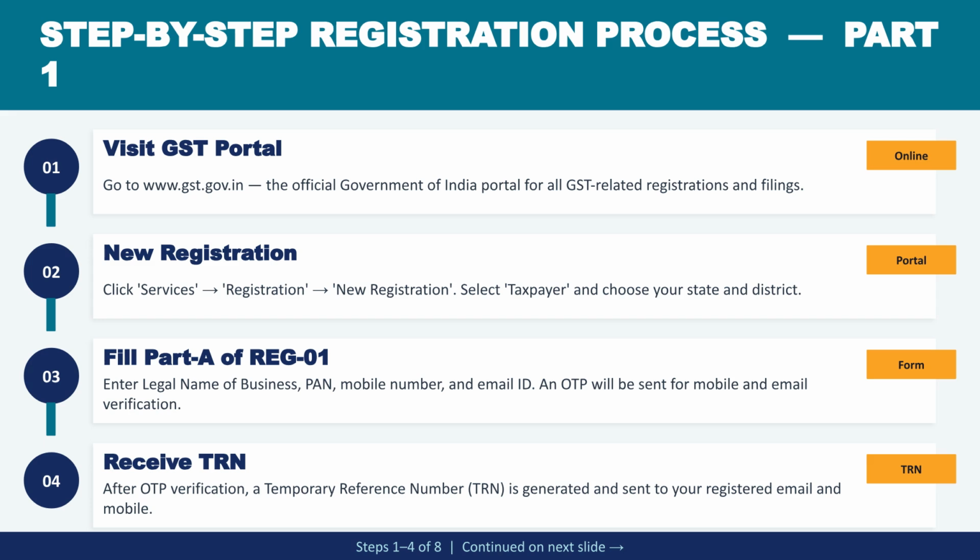The first part of the step-by-step registration involves 4 steps. First, visit the official GST portal, gst.gov.in. Second, navigate to the new registration section. Third, fill out Part A of Reg01 with your business name, PAN, mobile number, and email for OTP verification. Finally, you will receive a temporary reference number, or TRN.